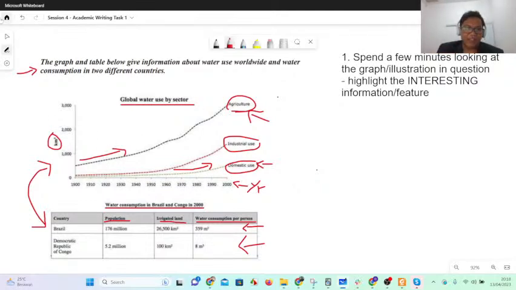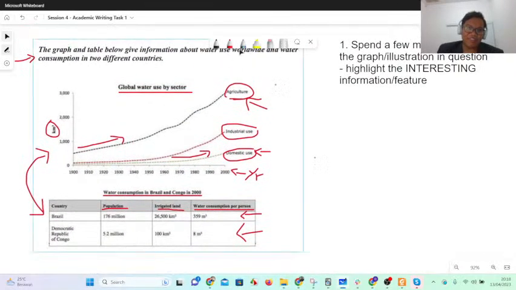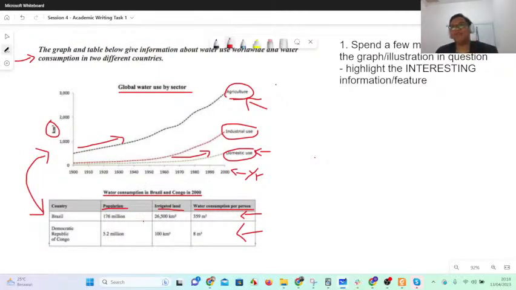And if we take a look at the table, you can also clearly see that there is a uniqueness in some of the data, or at least when we compare them. So first, take a look at the population. Look at the significant difference between the population of Brazil and the Democratic Republic of Congo. Look at the huge difference between irrigated land of the two countries. Also the water consumption. So they're all significantly different.